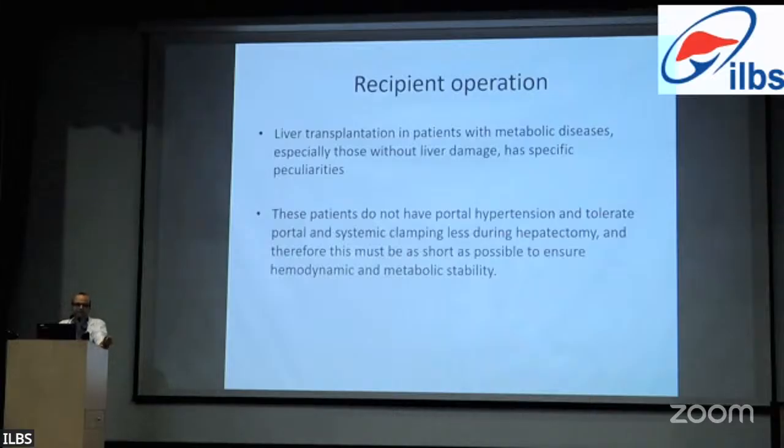in which the liver is essentially structurally normal, there are specific issues because the liver is not cirrhotic. There is no ascites. The abdominal cavity has almost normal dimensions, and there is no portal hypertension particularly. So these patients do not tolerate portal or systemic clamping as a patient with CLD will. That's why we have to keep the clamping time as low as possible to prevent intestinal congestion and hemodynamic instability.